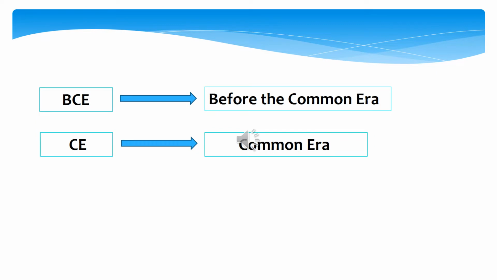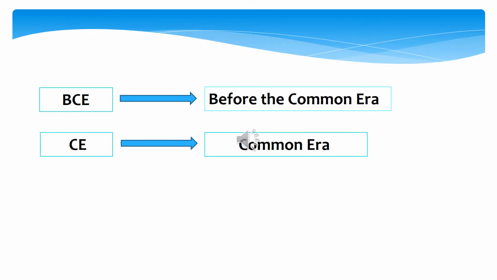Dear students, usually, we use AD and BC to show the date, but in modern writing, we use CE in place of AD, which refers to Common Era, and BCE in place of BC, which refers to before the Common Era.